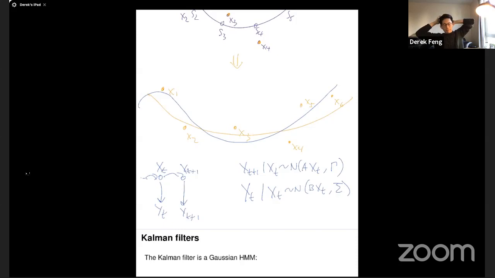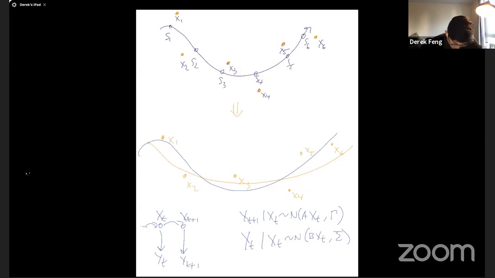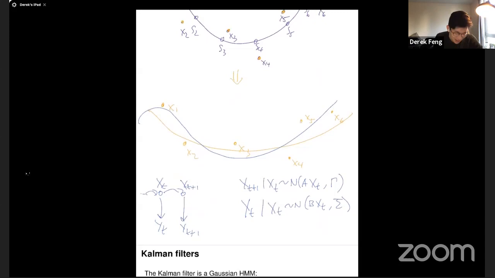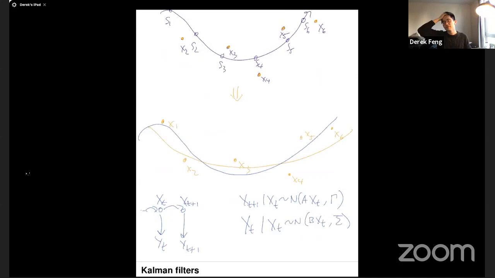Here you can think about this as saying X_t is the true position of the animal, right? Sorry, so now, okay. Well, I need to change X's and Y's and S's.